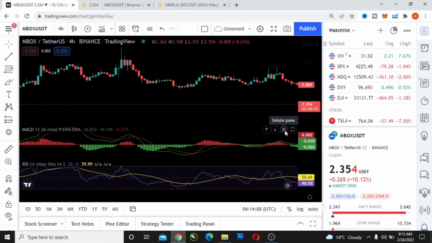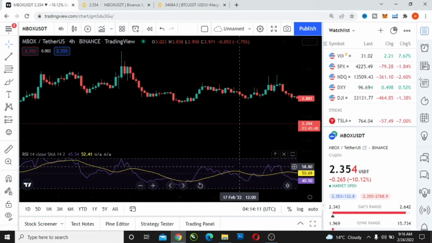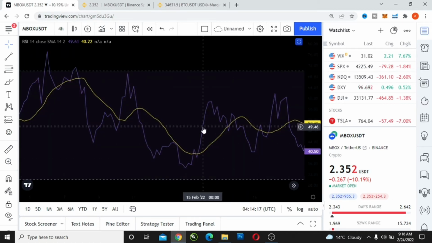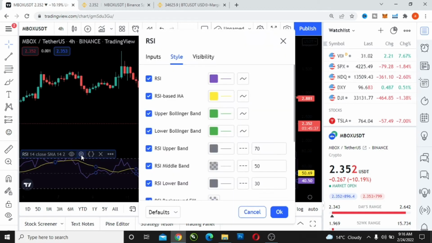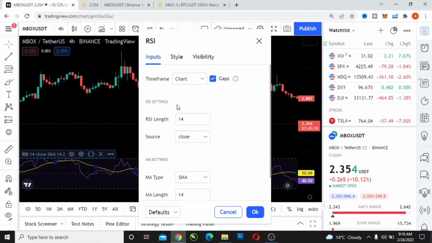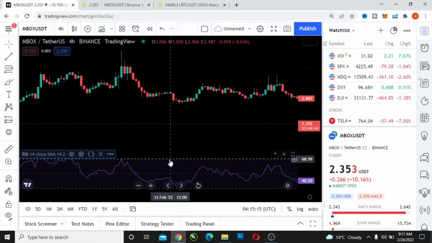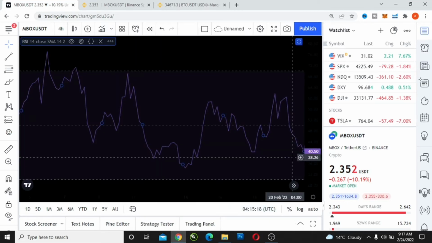So for the time being, I'm going to remove this MACD. Now, what are the settings of this particular indicator? Let me minimize it. By clicking on the settings, you will land over here. And this has to be 14. And in the style tab, you have to uncheck RSI based MA. And you will find this one purple line over here. By clicking OK, you will be here at this point.